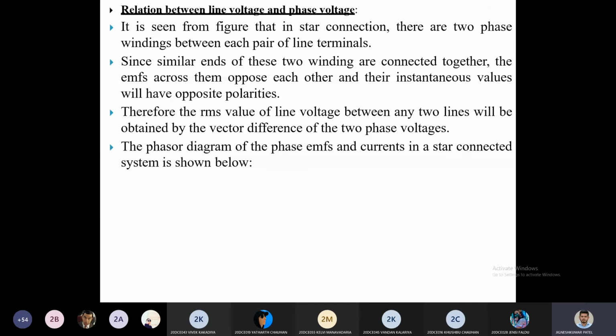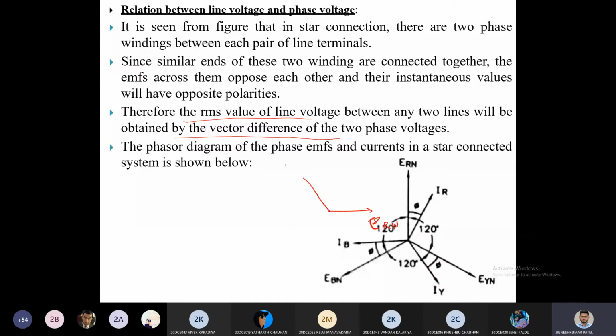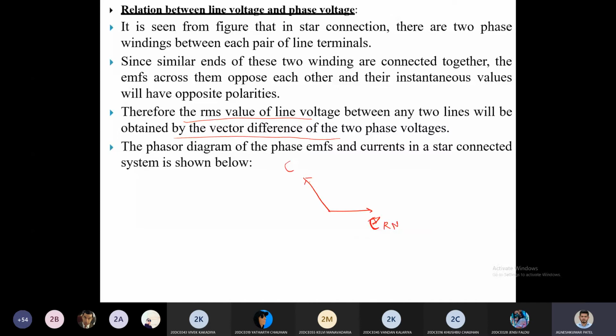Therefore, the RMS value of line voltage between any two lines will be obtained by the vector difference of the two phase voltages. So how to get that? Let us say this is my ERN, and this is my EYN. If I want to find out the equivalent, then it will result somewhere over here.